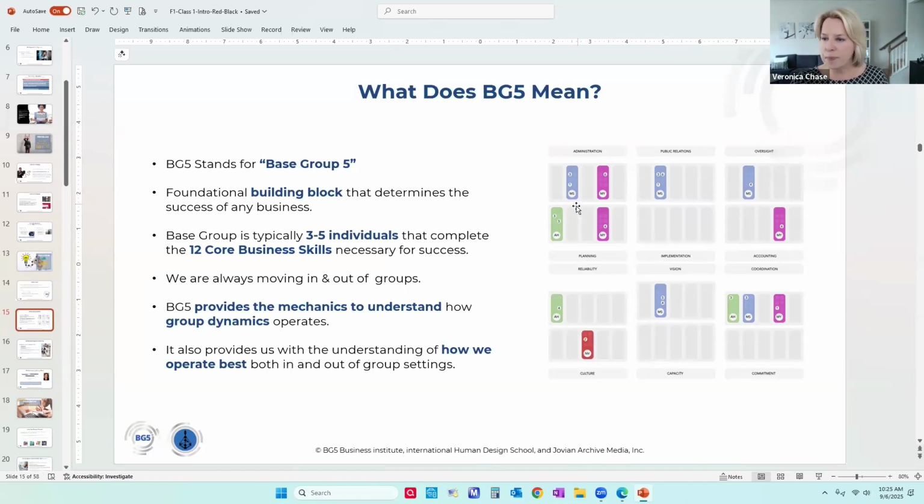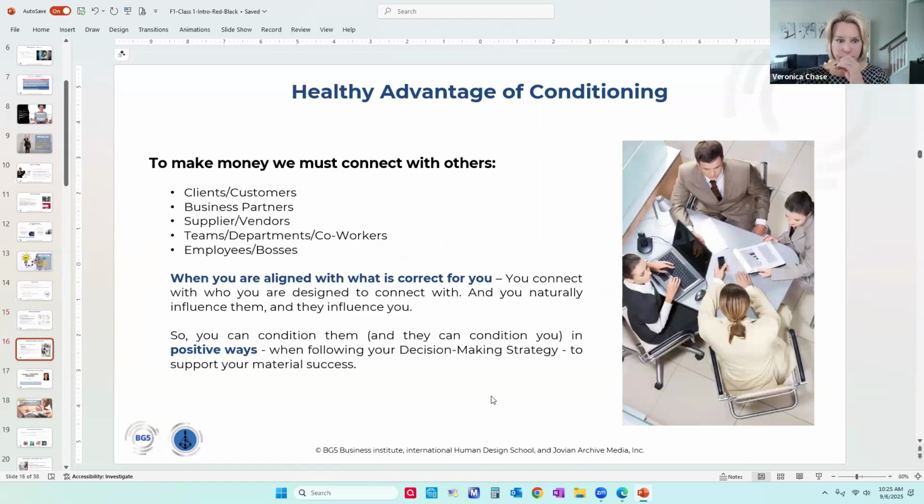You have to understand how people are meant to operate correctly, individually, and then have another layer of understanding about how you operate inside a group setting. So there is certainly a healthy advantage to conditioning. We talk about conditioning a lot. We cannot escape conditioning. It is really about being aware of how you are being conditioned. What does that look like in your design?